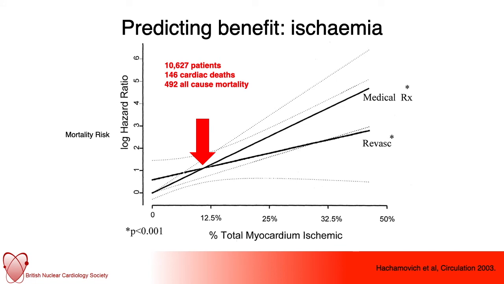Now, going on a bit more about whether or not we can predict the benefit and this idea of ischemic burden, this is the sort of seminal paper from Hachamovich back in 2003, which I think we've all probably seen, which showed that there is this inflection point at around about 10% myocardial ischemia on the MPS, where you do better with revascularization if you have a greater ischemic burden above that cutoff compared to medical therapy. And this is in a large number of patients, albeit retrospective, but without any prior myocardial infarction or revascularization.